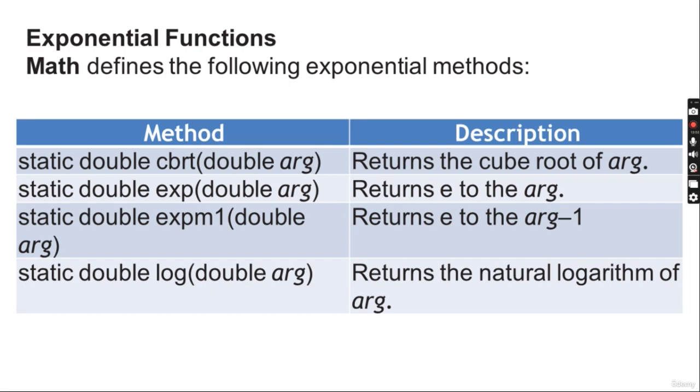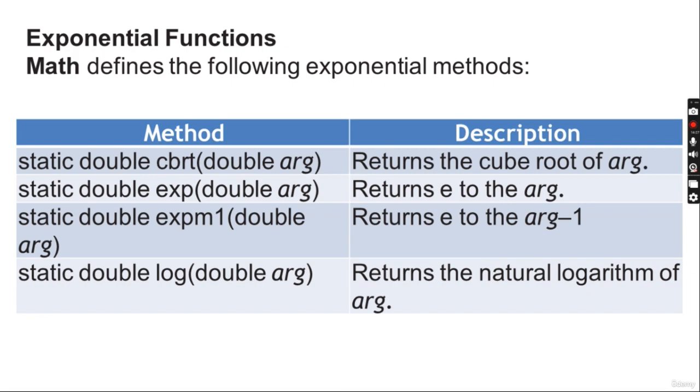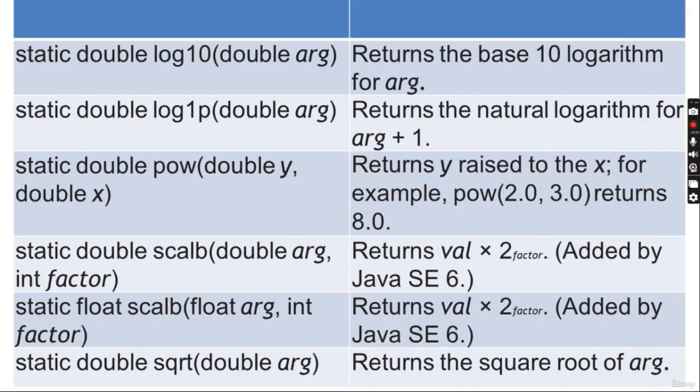Exponential functions. Static double cbrt(double arg) returns the cube root of the argument. Static double exp(double arg) returns e to the argument. Then expm1 returns e to the argument minus 1, and static double log(double arg) returns the natural logarithm of the argument. Now we will see some more exponential methods. Static double log10(double arg) returns the base 10 logarithm of the argument.